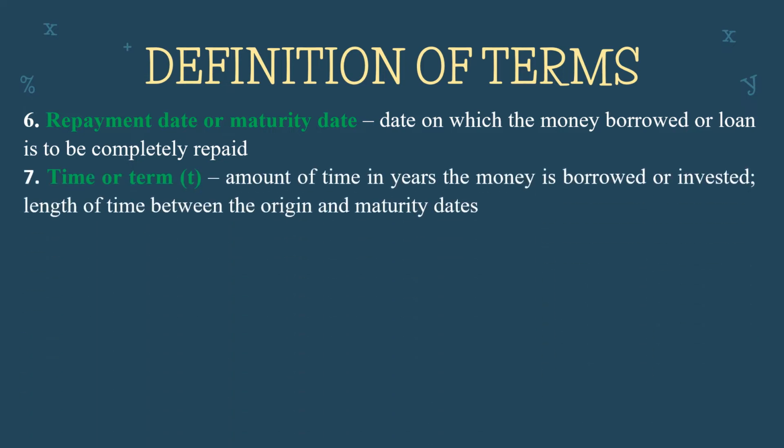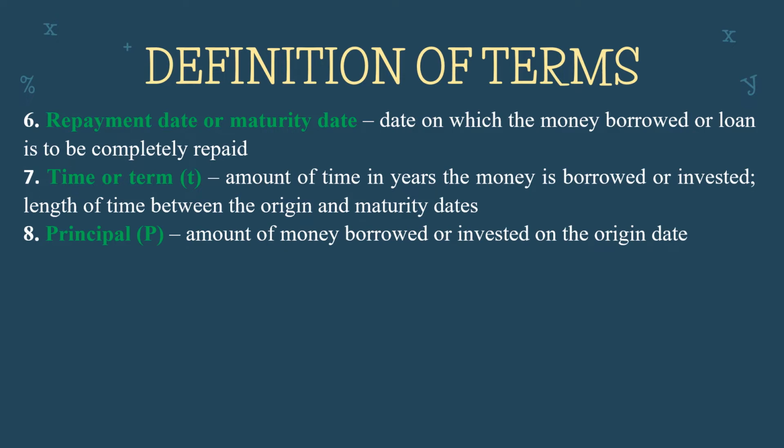Number 7 is time or term. Amount of time in years the money is borrowed or invested. Length of time between the origin and maturity date. So, for example, you borrow from a certain institution, for example a bank, for 5 years, that is the time. For example, you invested, not borrowed, you invested money, 50,000 for 2 years. The number of years or months, that is the time. So, we use the symbol T.